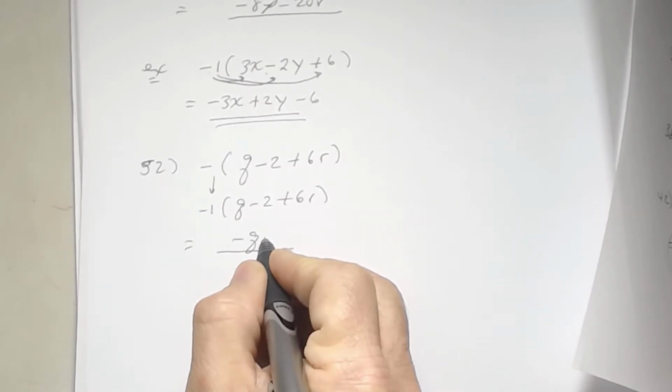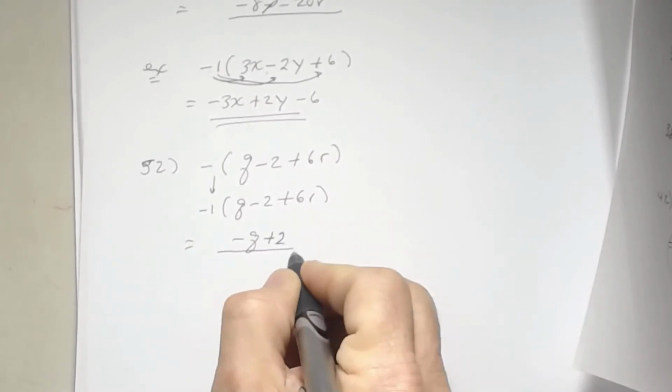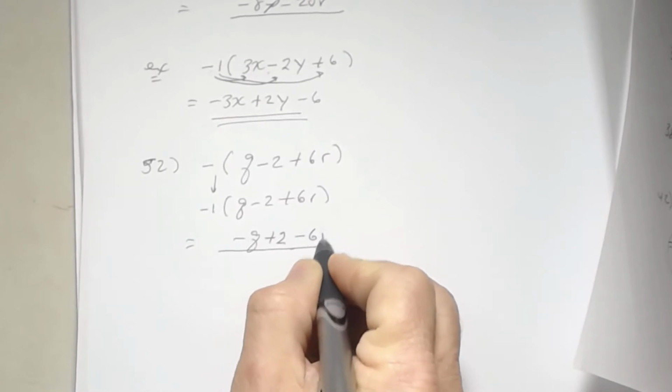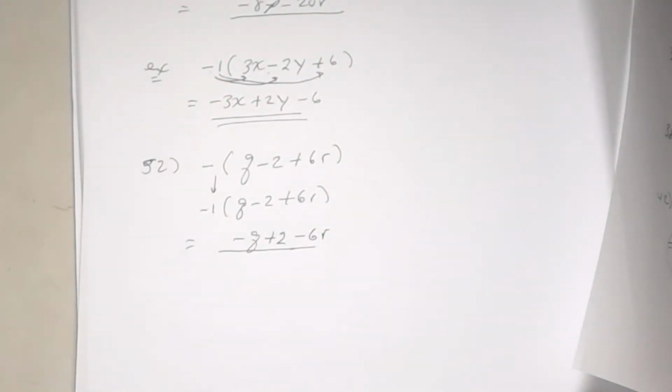Because a negative times a negative is a positive, and then what? Minus 6R, because a negative times a positive is a negative. Okay? So just remember about the negatives out front. You're going to see it again in a little while, where you're going to have 2 parentheses with the subtraction between them.